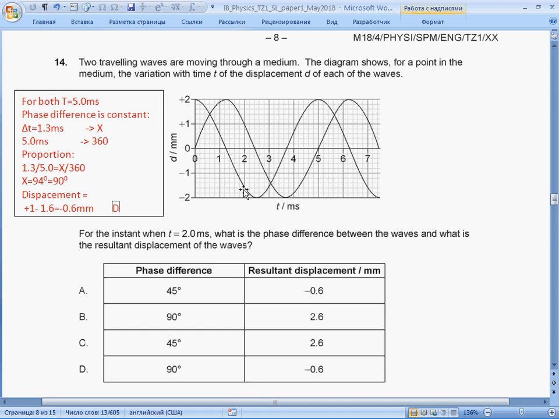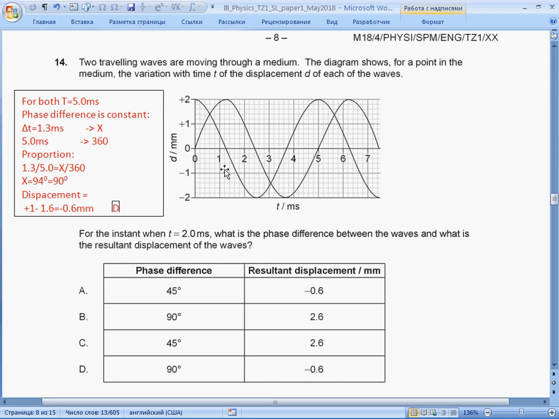Question 14. Two traveling waves are moving through a medium. The diagram shows for a point in the medium the variation with time of the displacement of each of the waves. For instance, when time equals 2 milliseconds, what is the phase difference between the waves and what is the resultant displacement of the waves?